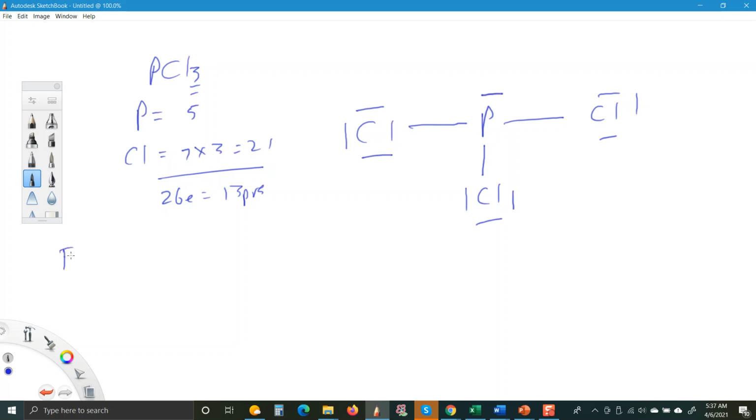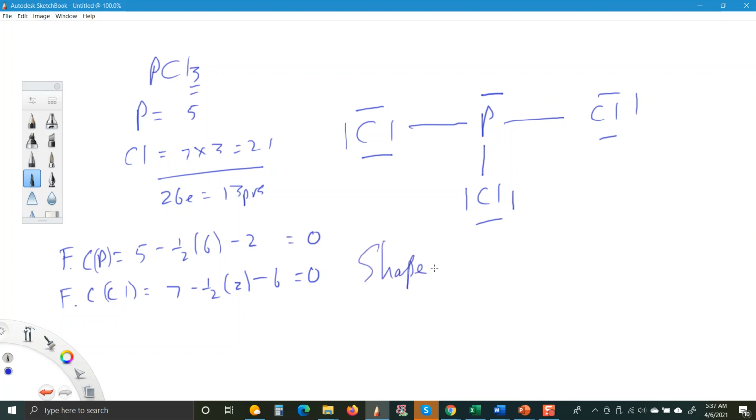Of course, as usual, we need to calculate the formal charges. In the case of phosphorus, the formal charge is 5 minus half of 6 minus 2, and that will give you 0. We do the same thing for chlorine. That will be 7 minus half of 2 minus 6, which gives you 0. So there are no charges on these atoms. So therefore, the question now is, what is the shape of this molecule?